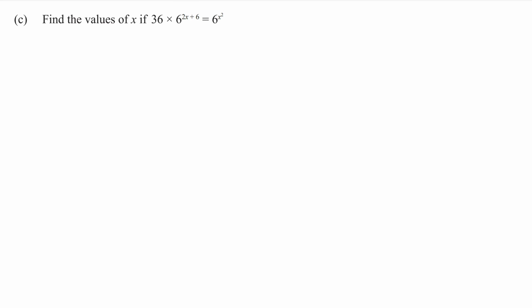What we have got to do is recognize that we've got a base 6 here, another base 6 here, and we have a 36 there. The first thing to recognize is that 6 squared can be written as 36. So I'm going to rewrite this whole equation, but instead of 36, I'm going to put down 6 squared multiplied by 6 to the power of 2x plus 6 equals 6 to the power of x squared.